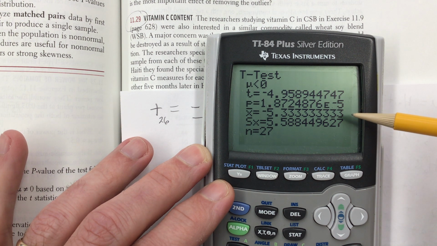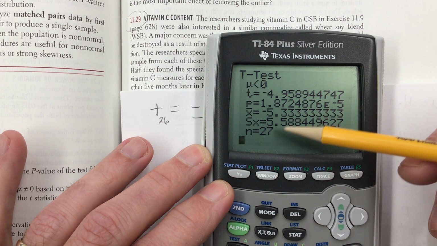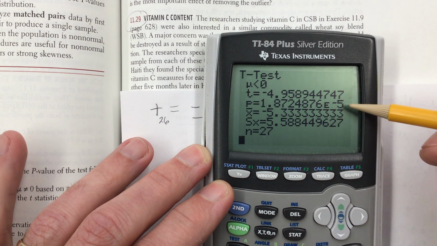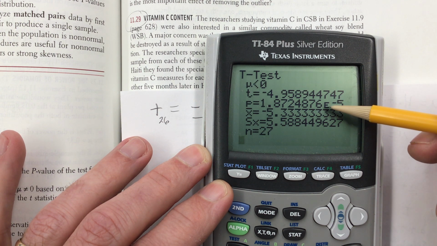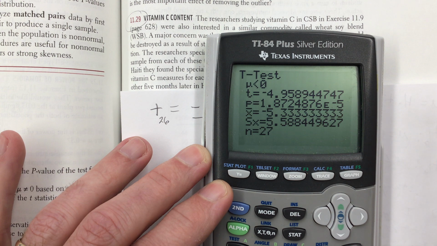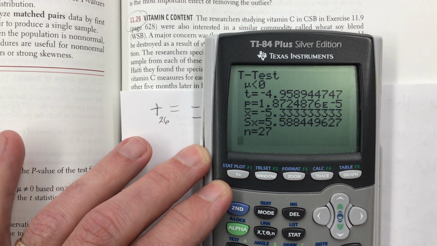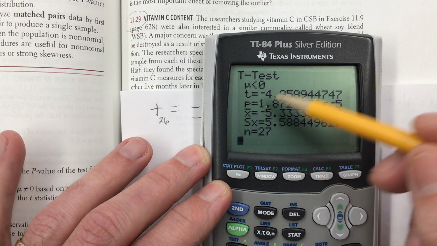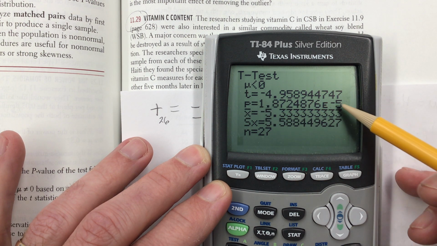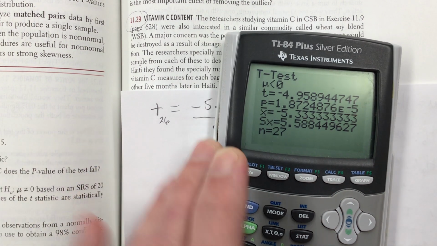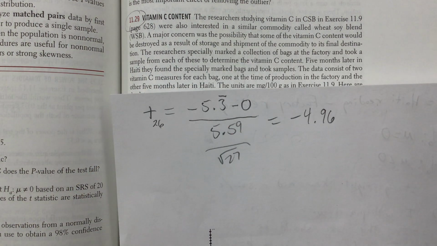So there's my t, right? And you can check, yeah, that's the X bar I found. That's the sample standard deviation I found. That was my sample size. There's my p-value. And again, don't write 1.87. It's 1.87 times 10 to the negative fifth, right? It's a very small p-value. Remember, p-values are always between 0 and 1. They can't be over 1. So when you see a number here greater than 1, read to the end and get your scientific notation result.